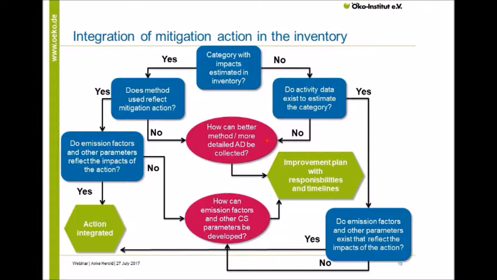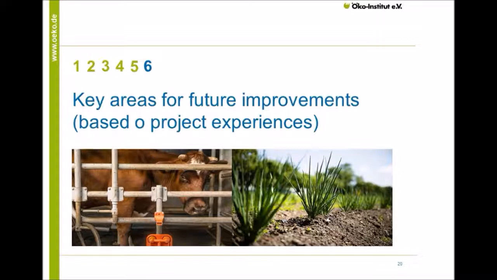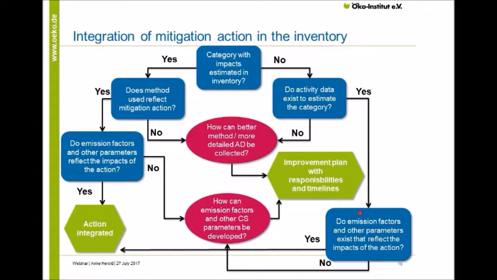If not, then it is important to look into whether it is possible to collect such activity data, and that would go into an improvement plan with responsibilities and timelines to determine how this type of data could be gathered. If the activity data is already there, the next question would be whether the emission factors or other parameters are available that reflect the impacts of the mitigation action. If this is the case, then the action is already integrated. If not, then the question needs to be discussed how appropriate emission factors or other parameters can be developed for the country that mirror or reflect the mitigation action.